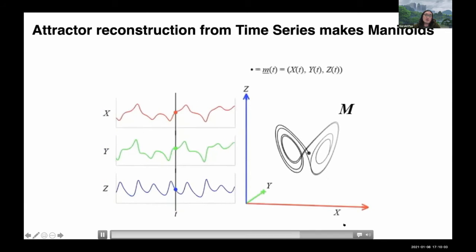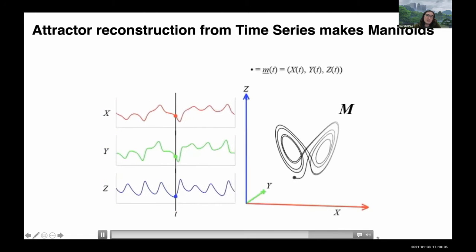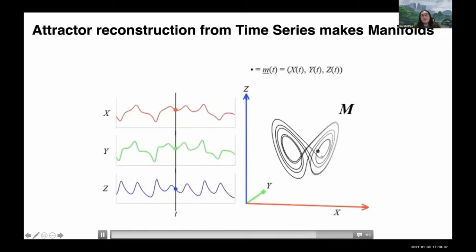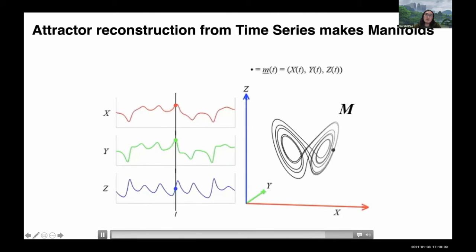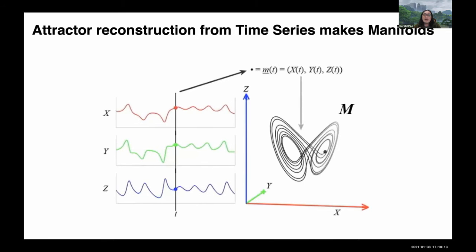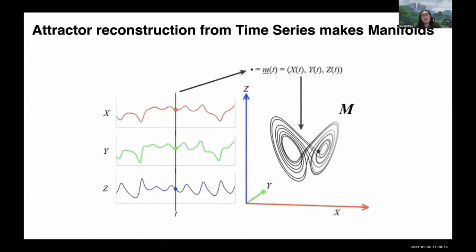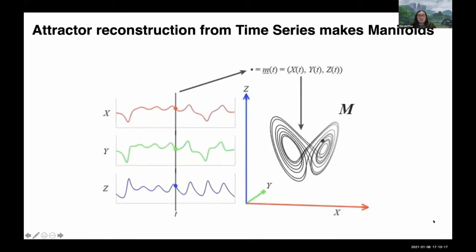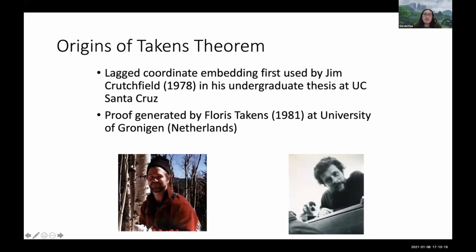And then you can go between time series and a manifold, and from a manifold, you can also generate a time series. So there's a natural way to go back and forth between these two. One thing that was very important is this thing called Takens theorem.